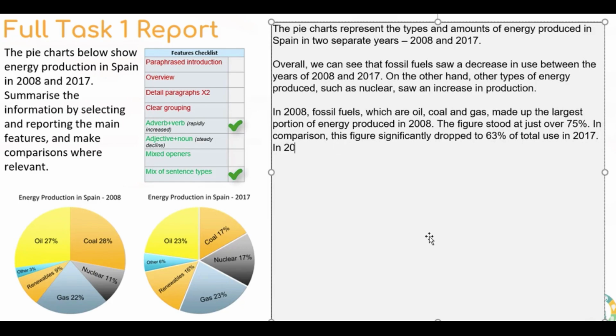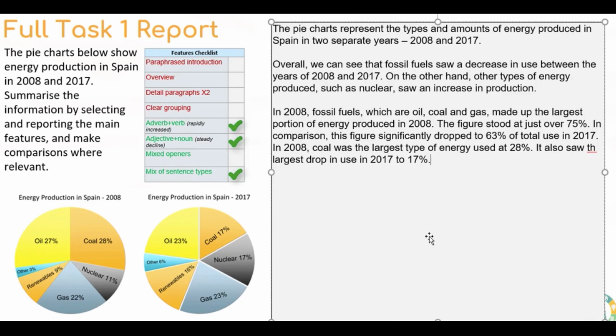So in 2008, coal was the largest type of energy used at 28%. It also saw the largest drop in use in 2017 to 17%. Okay, so that is coal, and we have described that.